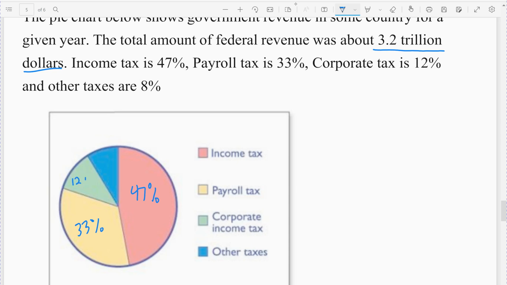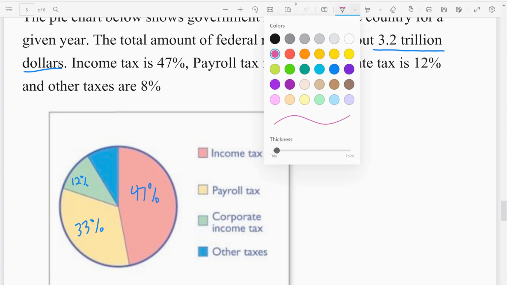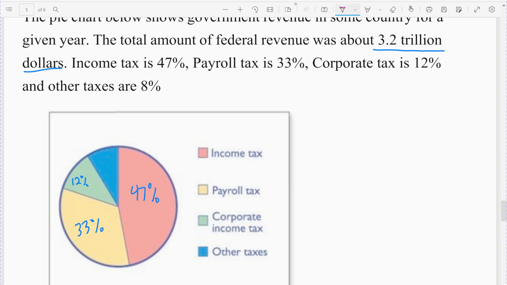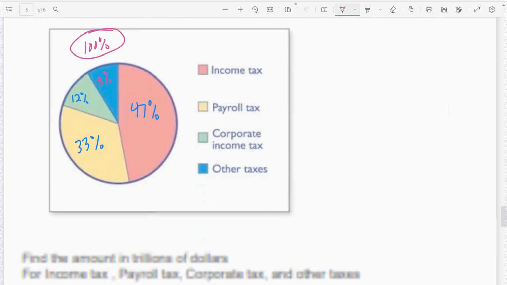So the 12% is the green. And then the last one, I should have picked a different color than blue, would be the other tax. This is the 8% that represents the other. If you add them up, this is 100% of the taxes. So that's how the pie is broken down.